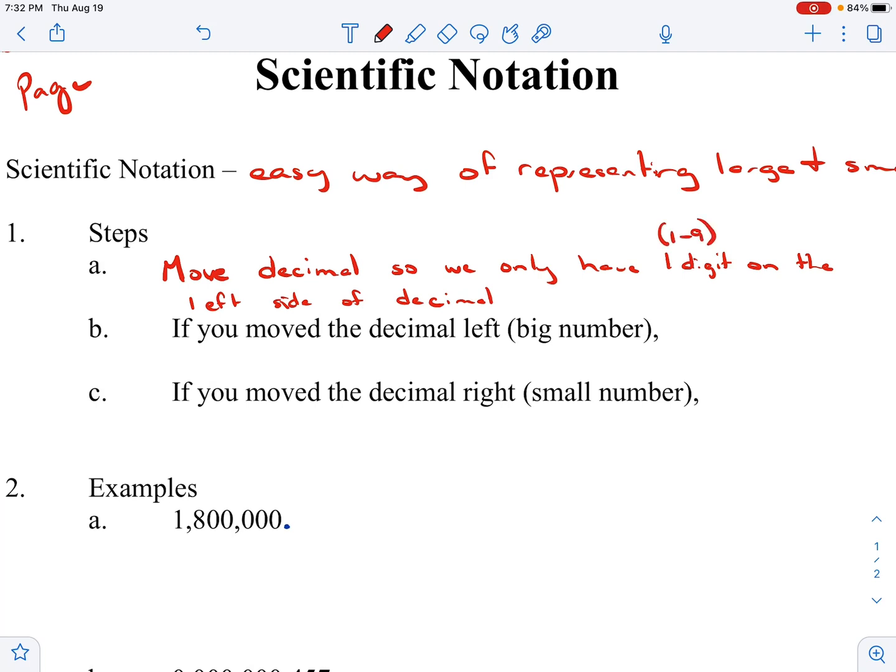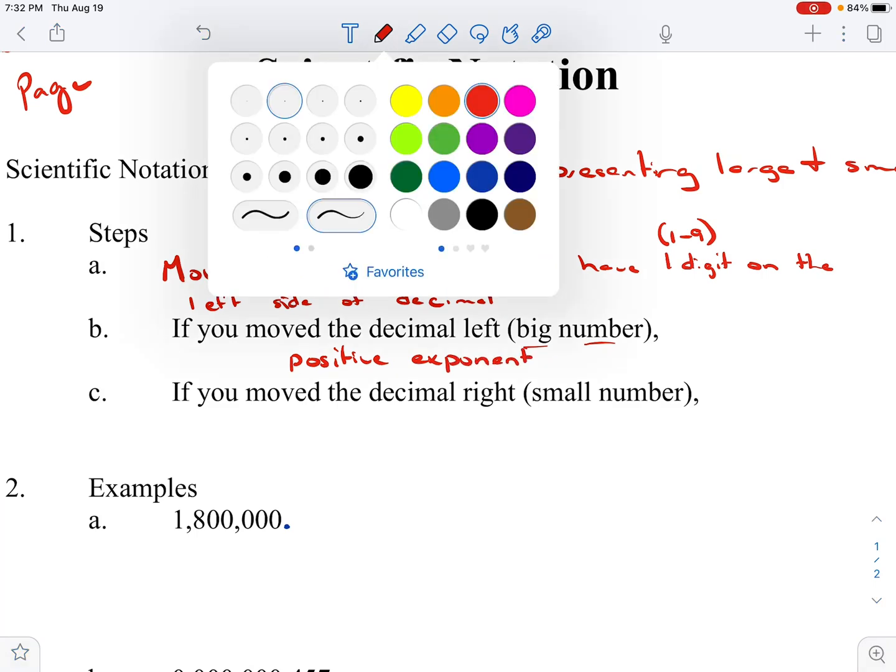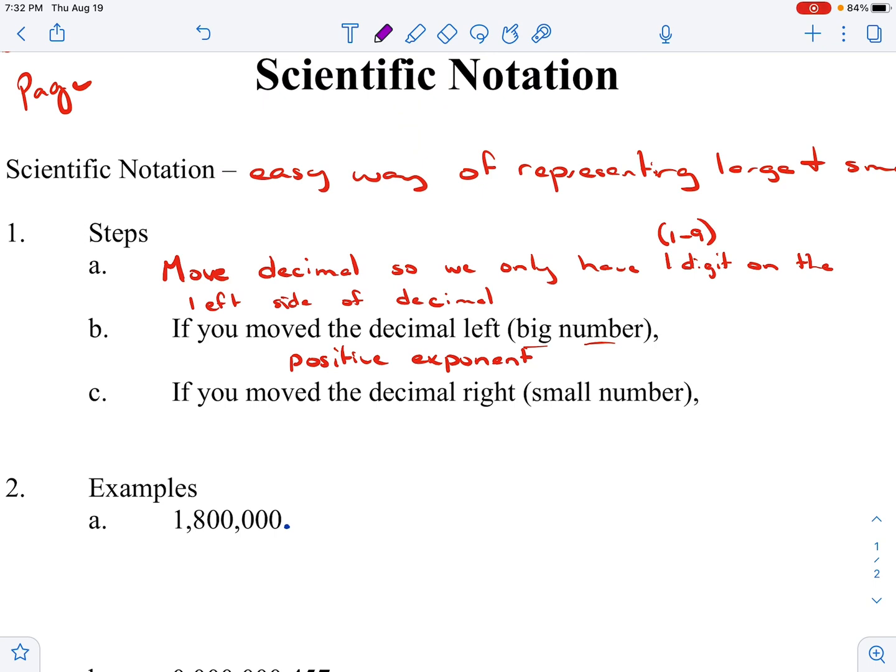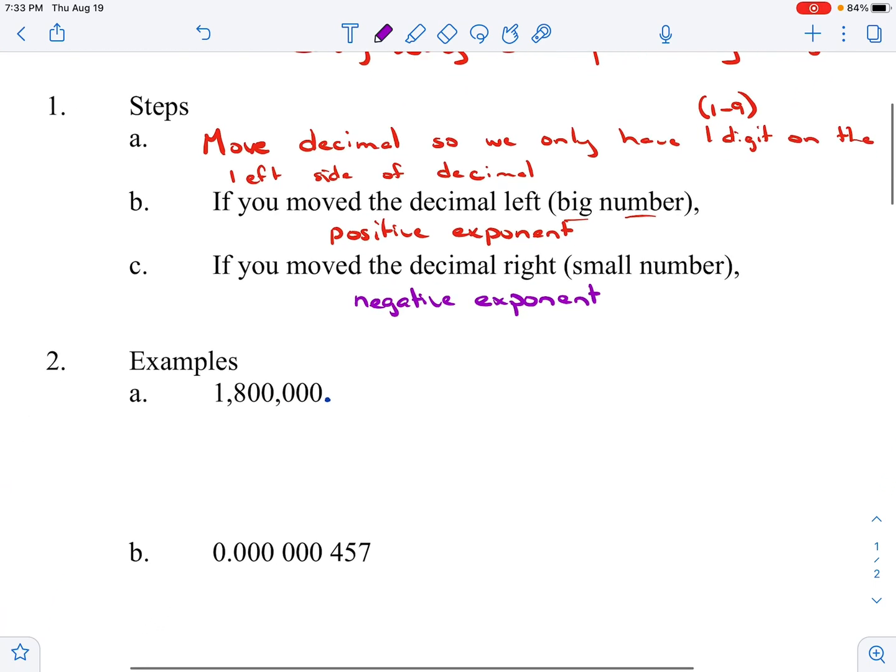It can't be 0. All right, so we're trying to move the decimal so we only have one number on the left side of that decimal, and hopefully when we do an example, that'll make sense to you. If we move the decimal to the left, like we have a big number, we're going to have a positive exponent. All right, and if we move the decimal to the right, a small number, we're going to have a negative exponent. And again, hopefully you've done this before, so this is hopefully a review, but if not, we'll take this first one kind of slow and see where we get from there.